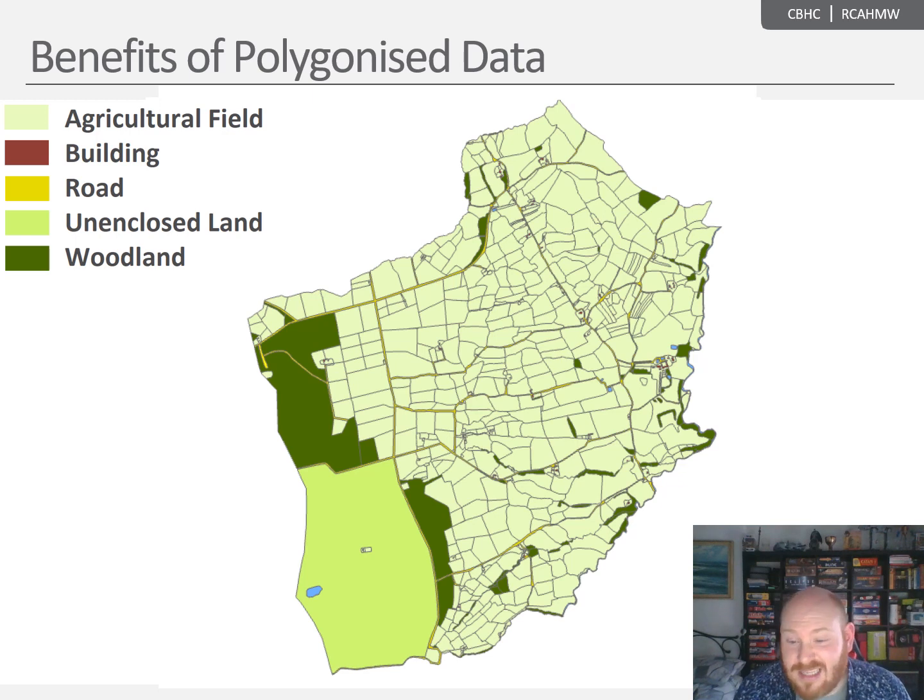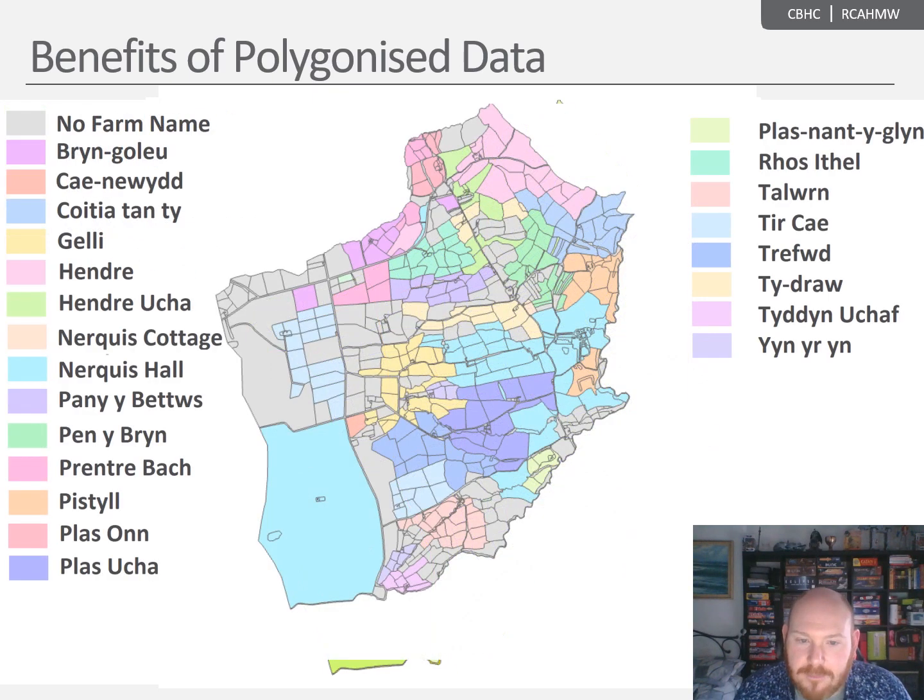The other thing we can do is visualize land use. One of the things you can't do on a map unless the symbology is there is show land use. We can do this at the click of a button. We can change colors, we can change themes. So this is just a quick example of showing what's unenclosed land, what's woodland, what's an agricultural field. This again shows Nerquist, and we can see at a glance how the landscape was being used.